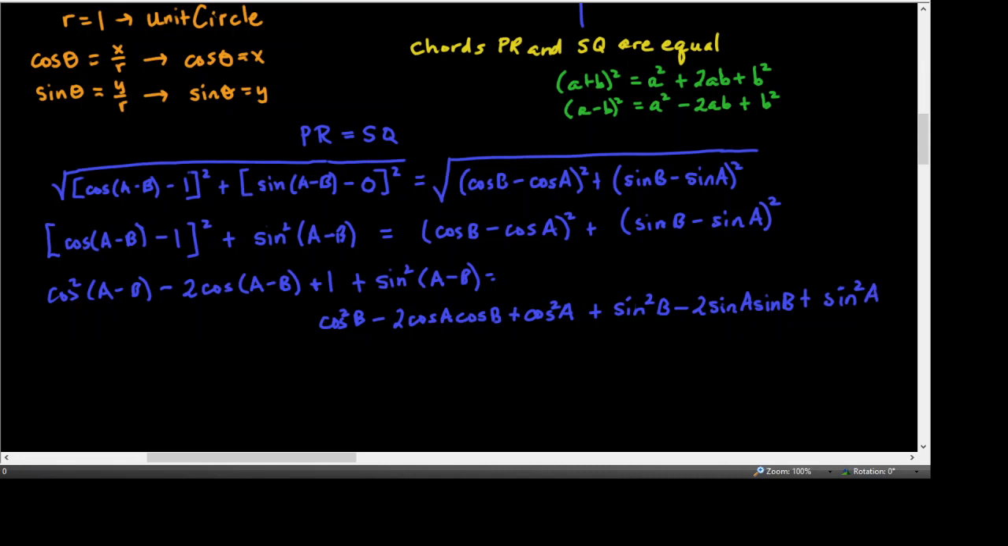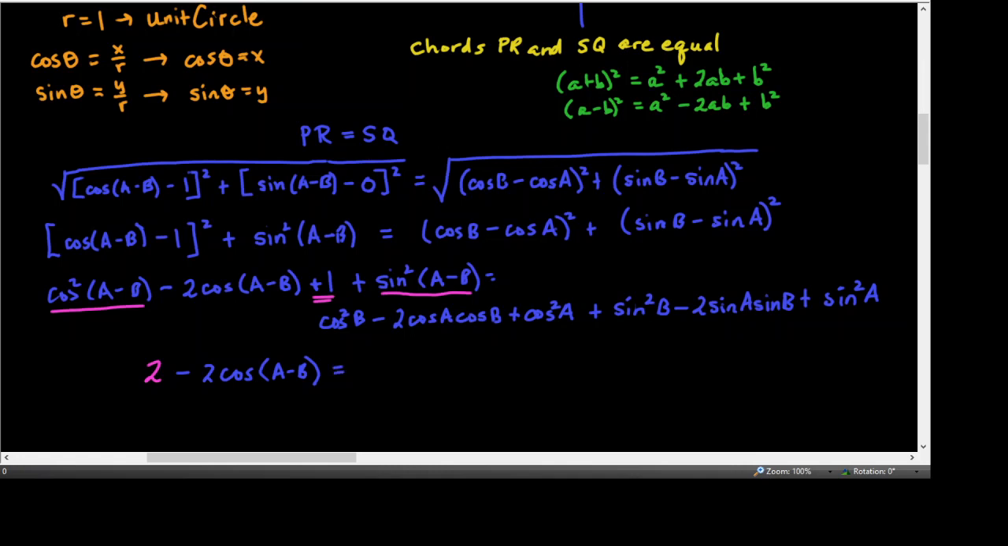Now, here comes the fun part of this. I see cosine squared of something plus sine squared of that same something, and so that's going to give me 1. Plus this 1 right there makes 2 on the left side, minus 2 cosine of (a - b). Okay, that's the left-hand side.